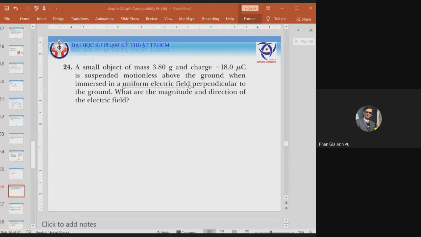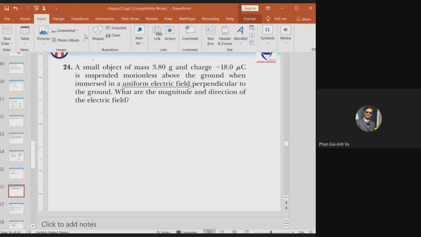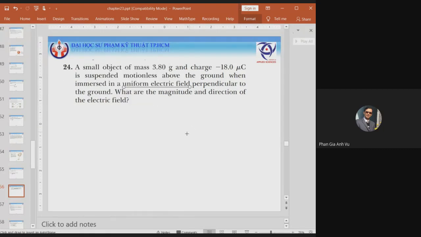In the uniform electric field, the electric field vector, or the E vector, everywhere in the field has the same direction and the same magnitude. Let's say I have here a uniform electric field vertically upwards. So everywhere in the plane, the electric field has the same direction like this. Okay, everywhere.